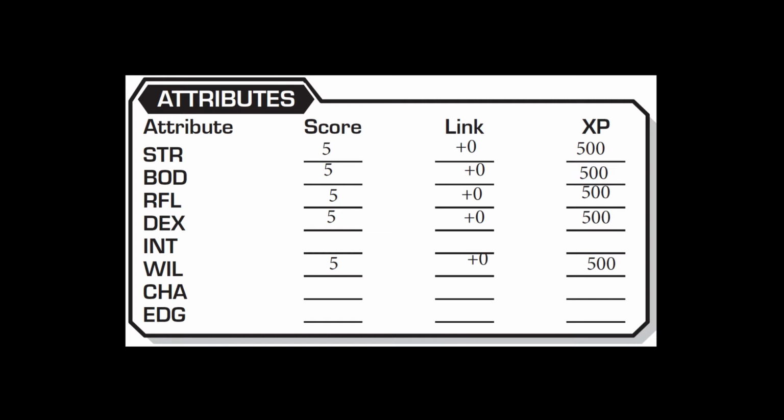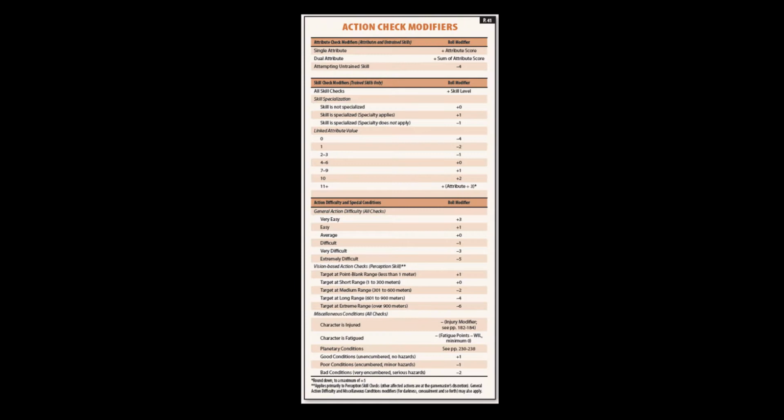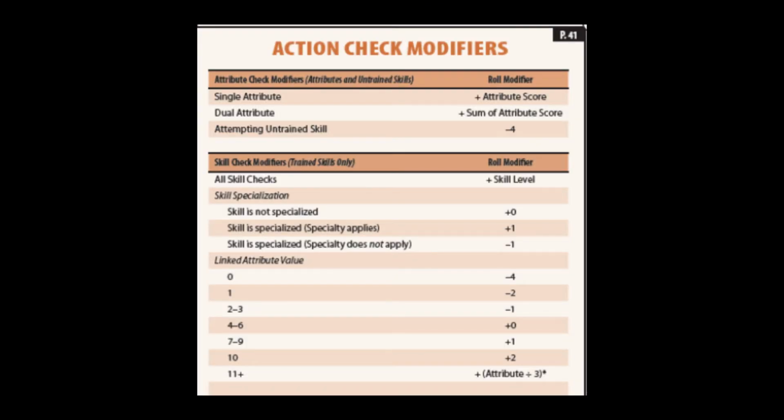This will give us a 0 link modifier for skill checks, according to the action check modifiers table, which is here and on page 41. Looking at the skill check modifiers section of the action check modifiers table, we see, under linked attribute value, the possible scores on the left and the linked attributes or linked role modifiers on the right.